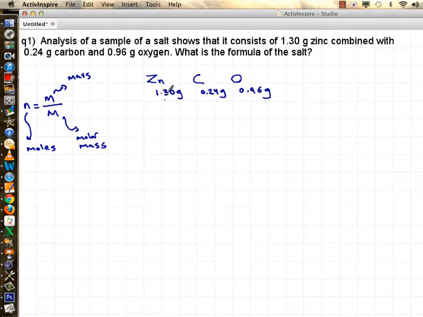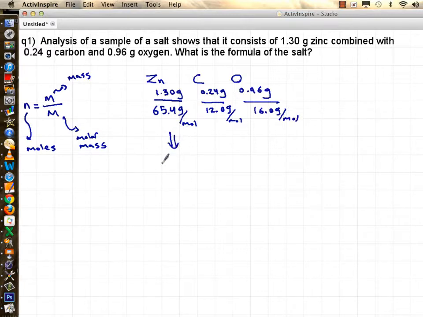I'm going to go to the periodic table and borrow atomic masses. Zinc is 65.4 grams per mole. I'm only using 3 significant figures. Carbon is 12.0 grams per mole. Oxygen is 16 grams per mole. When you do the divisions, you come up with 0.02 moles of zinc, 0.02 moles of carbon, and 0.06 moles of oxygen.